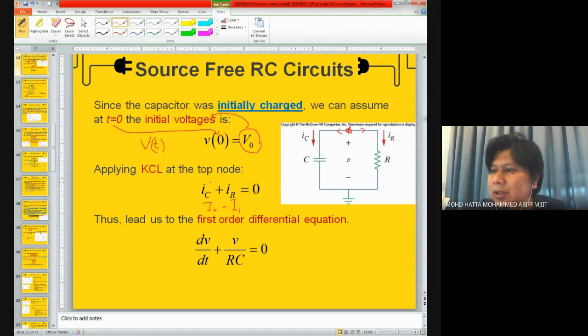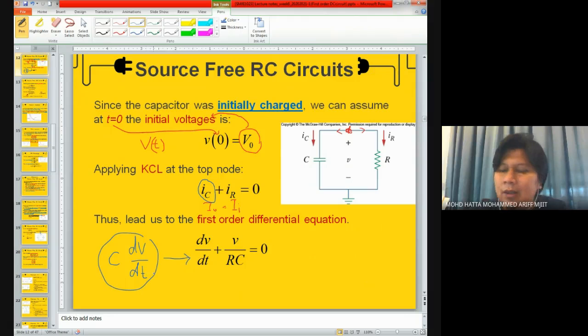Remember, just now I mentioned IC, the current flowing through the capacitor, is given by C dV over dt. Using this definition, it will lead us to this kind of differential equation.